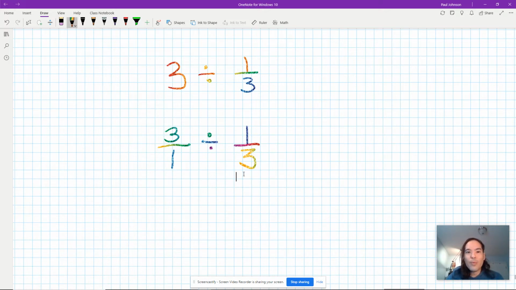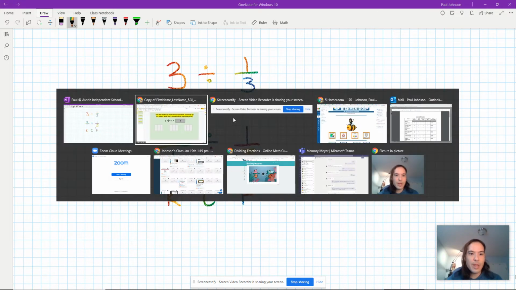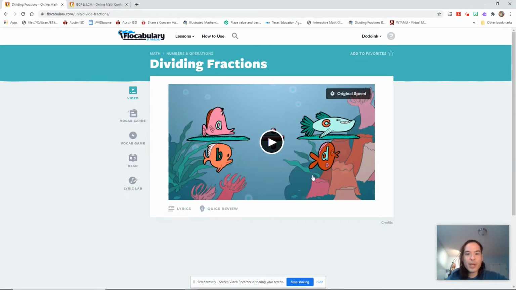Now, what you're going to do next is this thing called keep, change, flip. So I'm going to go ahead and label keep, change, flip, keep, change, flip. And then let's go ahead and watch a video about how to divide fractions where they'll tell us what keep, change, flip actually means. All right, so let's watch this video.